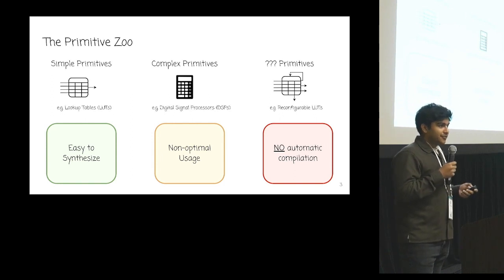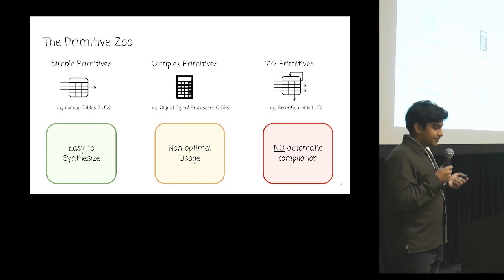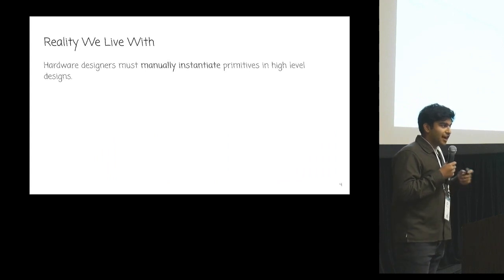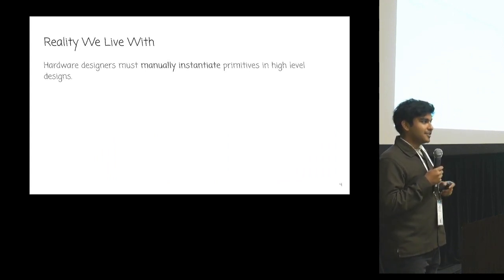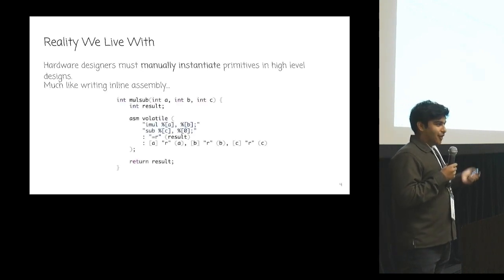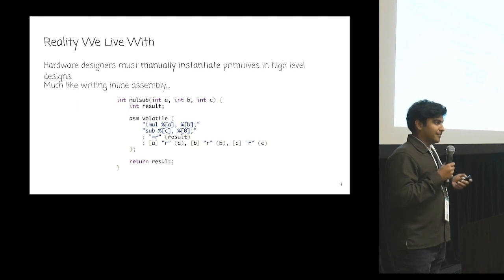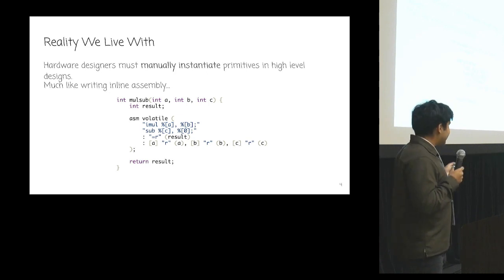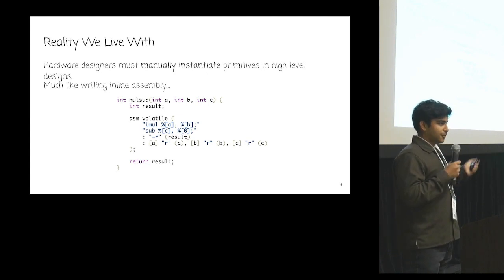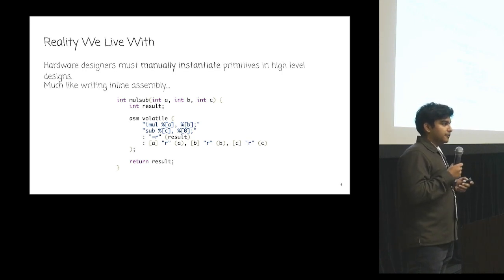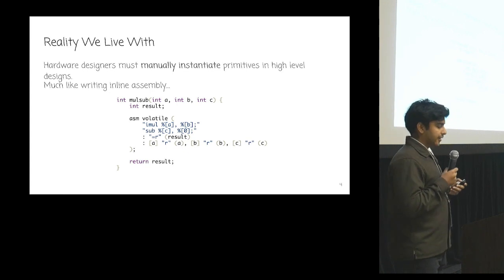So you might be asking yourself, if there's no automatic compilation and they exist, how do people actually use them? And the answer is quite unfortunate, which is that you must manually instantiate these primitives in your high-level design. Now, if you think about that for a second, that's not so different than having to write inline assembly. Obviously, this is a scenario that nobody wants to live with. I don't even want to look at Verilog. I want to write even less structural Verilog. So I just want to be able to pass my high-level design into my compiler and then have it do all the work for me effectively. So in the work that I've been doing, I've been trying to work with reconfigurable primitives and get better automatic compilation for them.